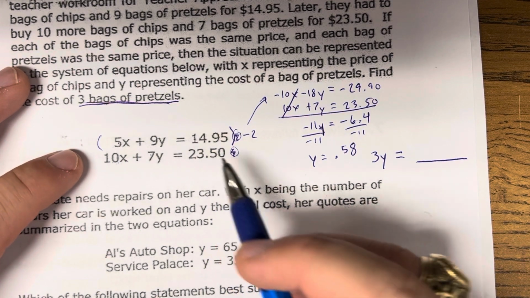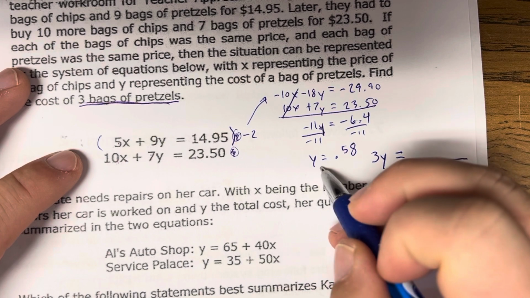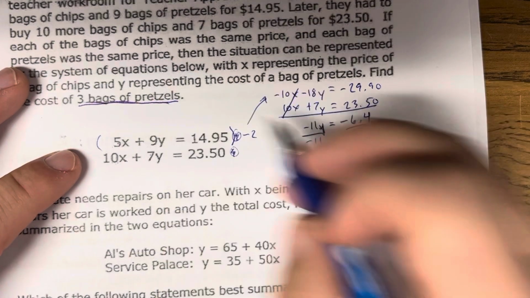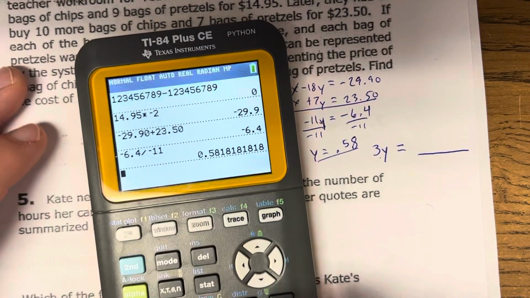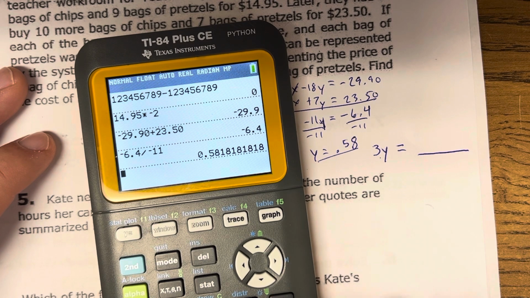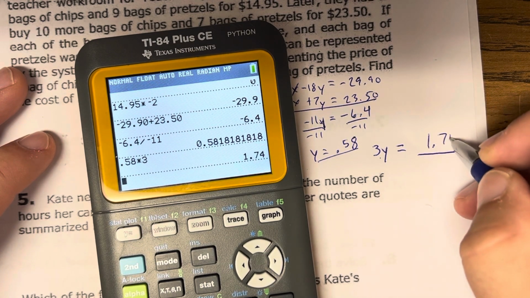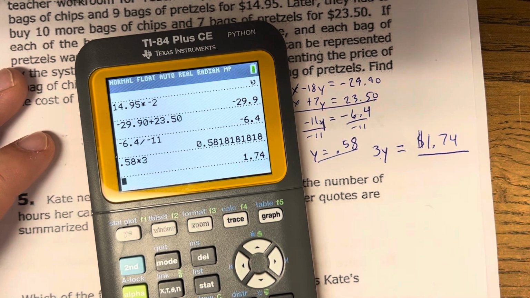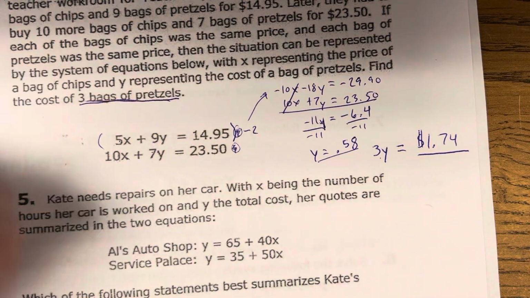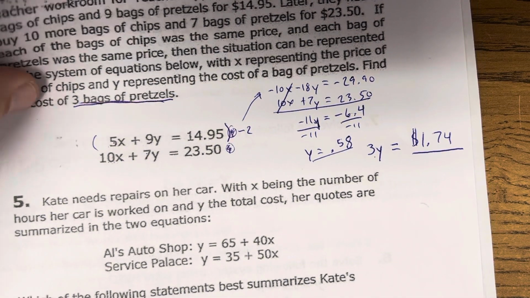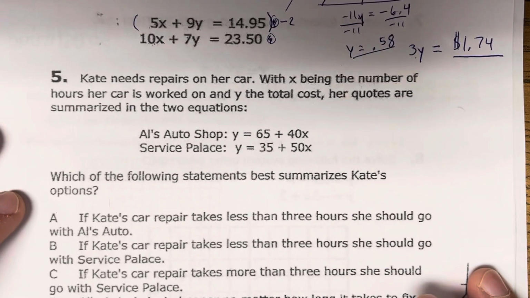All right, and so that's the bag of pretzels. That's what we wanted. And so then to find 3 bags of pretzels, we'll just multiply that by 3. And so we'll multiply the 0.58 times 3 to get about 1.74. And so that's how much it would cost for the 3 bags of pretzels. Number 5.